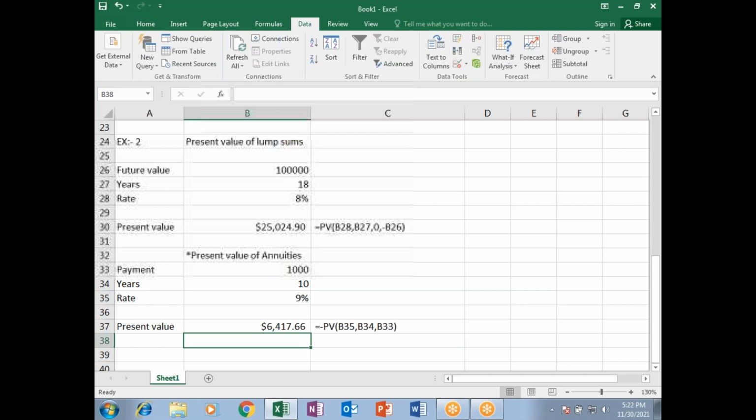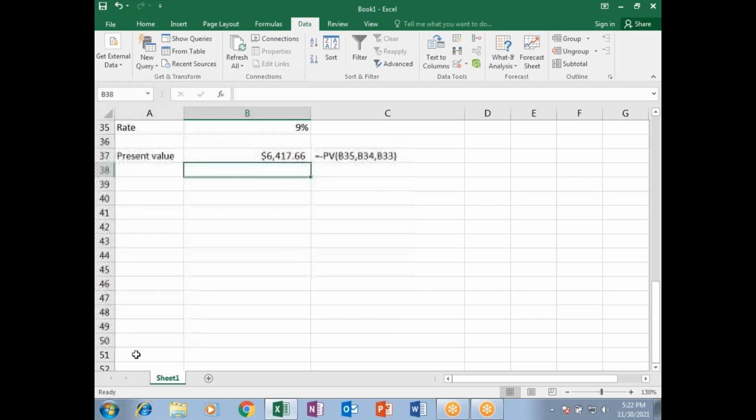Understood? Any doubts here? Okay. So next we will be finding out the NPER. That's nothing but the number of periods.